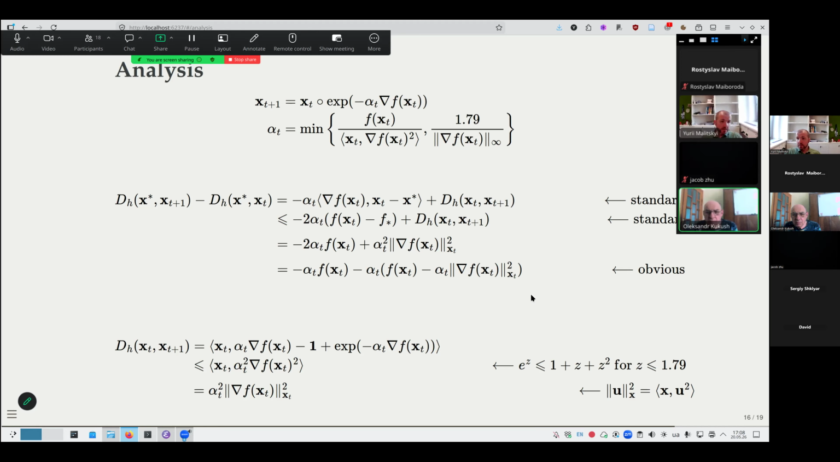So that's basically it, right? If alpha t is the minimum of this one, we can just eliminate the stuff, and then we will telescope this inequality and get the rate, the one that we have in the previous slide. So that's basically the end of the proof. And the rest is just technical details, so not super important. That's the main idea.